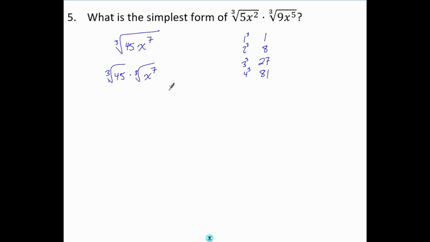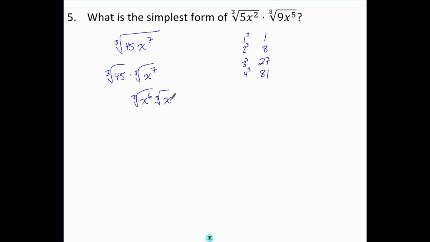But remember, for this cube root of x to the 7th, we can write this as x to the 7/3. And then, if we wanted to simplify this, I could say 3 goes into 7 2 times. So how about we just split this up, this cube root of x to the 7th, to make it a little bit more obvious. We have the cube root of x to the 6th, and then the cube root of x to the 1st.